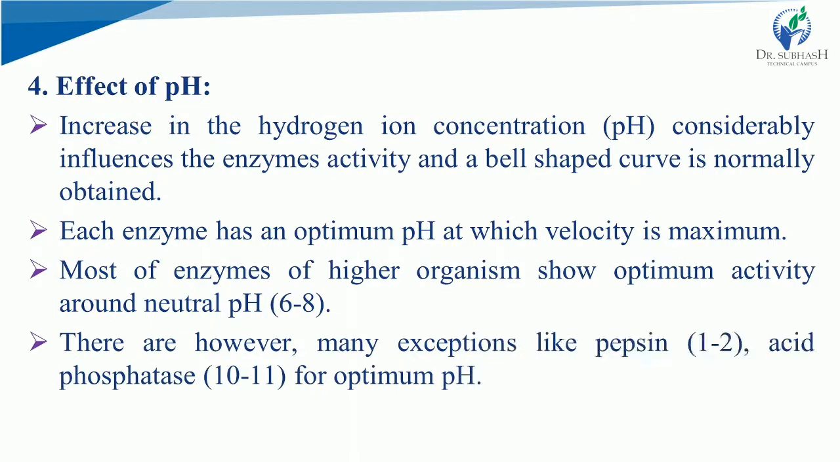There are, however, many exceptions like pepsin, where the pH is usually 1 to 2. This pepsin enzyme, and then acid phosphatase, 10 to 11 for optimum. These are some exceptional cases, which will not have any effect of pH, right?